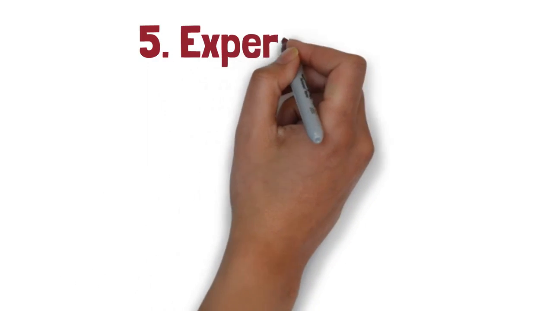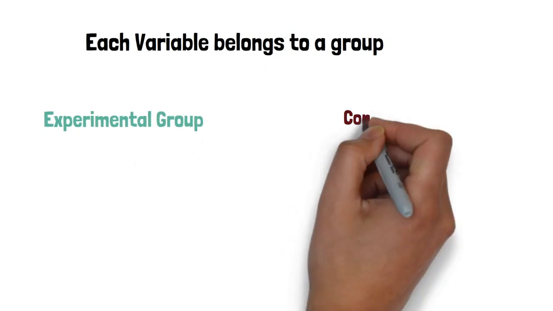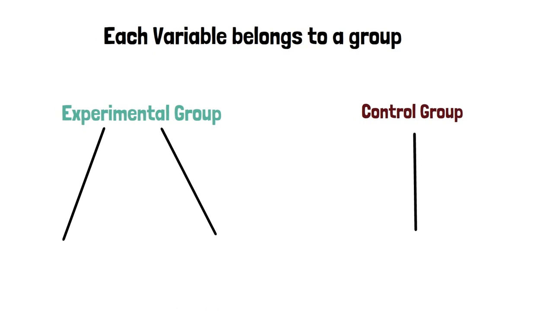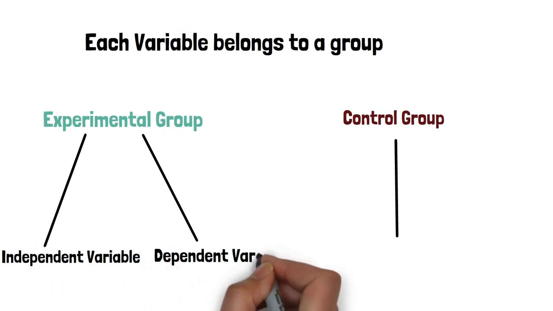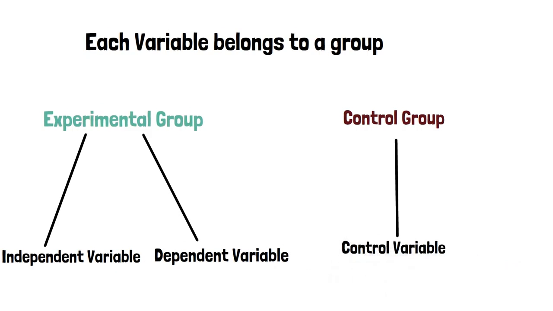Step number 5 is experiment. This is when you conduct tests to determine if your hypothesis is valid or invalid. The experiment contains two groups, an experimental group and a control group. In the experimental group, you have your variables, independent and dependent variables. In the control group, you have your control variable.